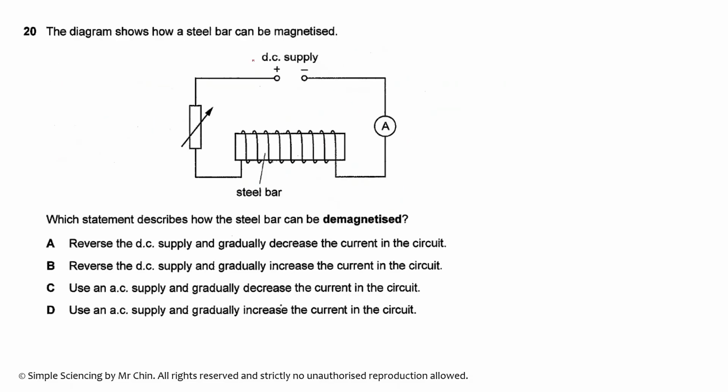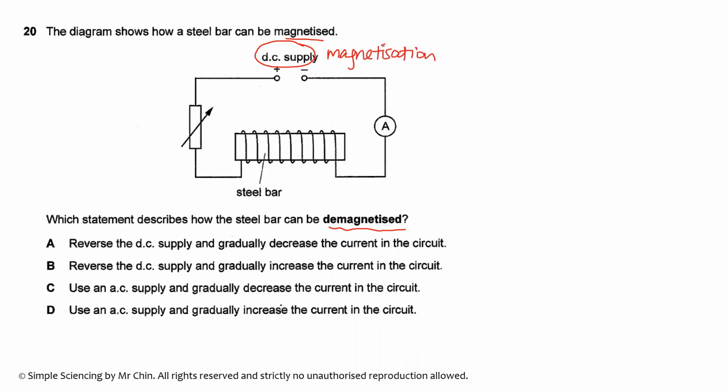Question 20. The diagram shows how a steel bar can be magnetized. So which statement describes how the steel bar can be demagnetized? So what is the meaning of demagnetization? It's actually to reduce the magnetism of this steel bar. So when you want to demagnetize a steel bar, take note that this is DC supply. This is for magnetization.